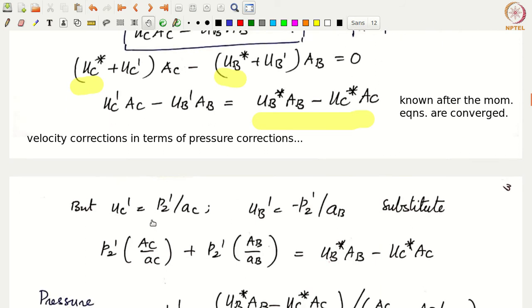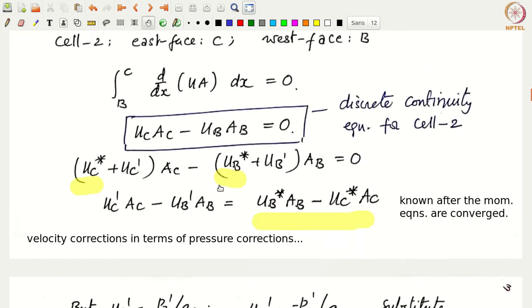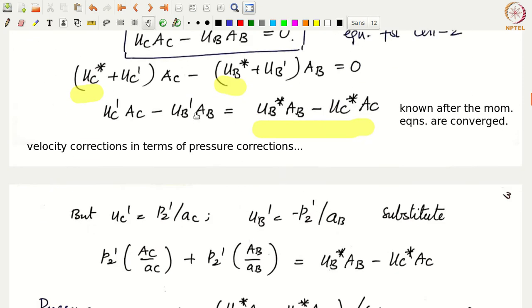So what we get is P2 prime times AC by little aC. Capital AC is the cross sectional area that is given. Little aC is the coefficient of UC in the momentum equation. Similarly, UB prime has got a minus, P2 prime by aB. As a result, this becomes plus. So what you get is P2 prime times AB by aB equals, on the right hand side as usual, UB star AB minus UC star AC.